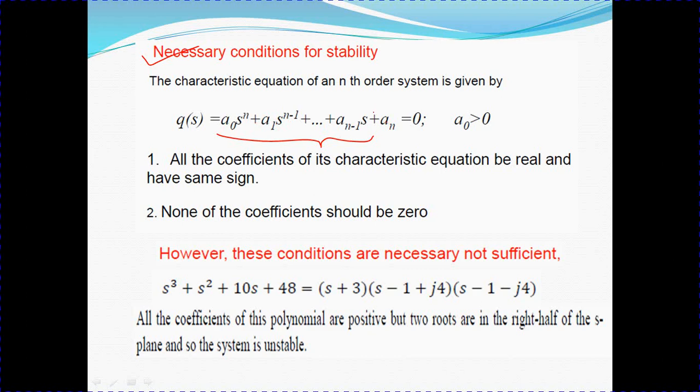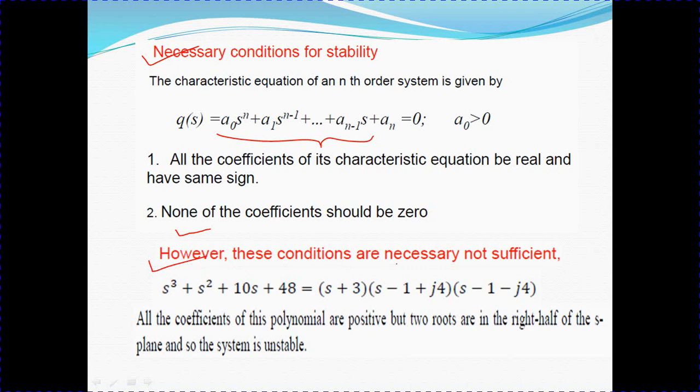From a0 to an there must be some value for all the coefficients, so none of the coefficients should be equal to 0. Otherwise the system will be unstable if you look at the response of the system. So first we need to check the necessary conditions to assess the stability. Now here, for the second one, none of the coefficients should be equal to 0. Now see here, why is that?